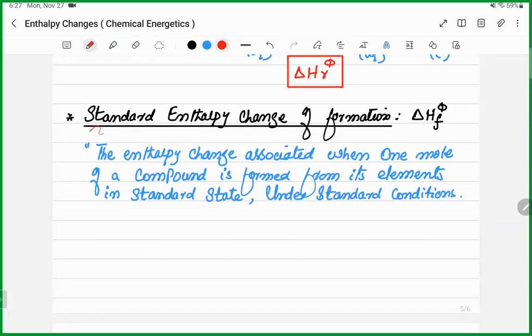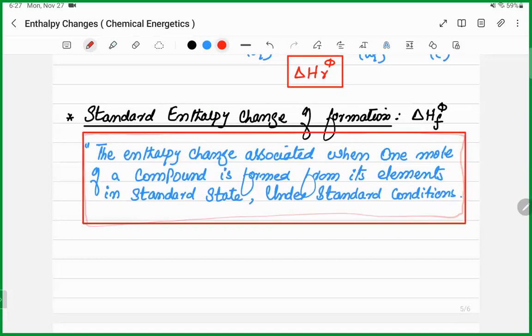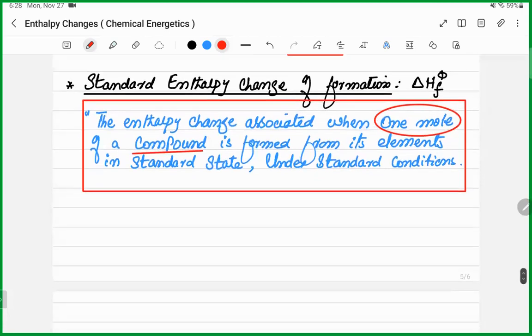Now I'll spend some time on the formation definition. We practice how to write down the equation for the formation of any given compound. देखिए यहाँ पर एक बात आपको बहुत हाईलाइट करके सीखनी है, which is you must have 1 mole of a compound on the product side, है ना? And it must be made from its elements.